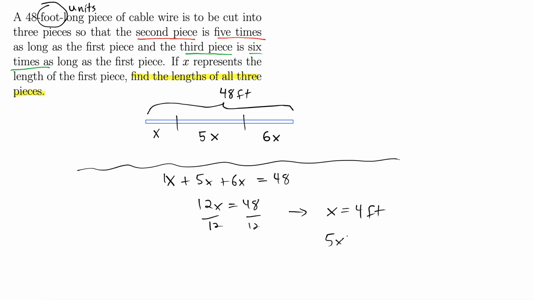5x is 5 times 4, which is 20 feet, and 6x is 6 times 4, 24 feet. So there is the total answer, giving the lengths of all 3 pieces of this cable.